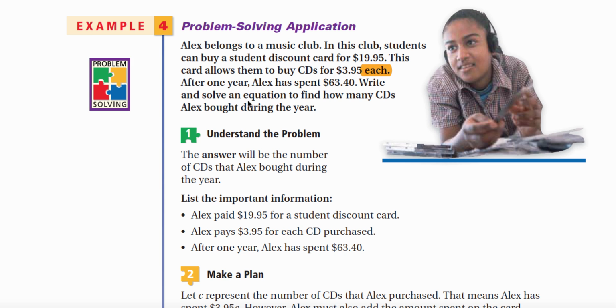Let's read the last sentence. Write and solve an equation to find how many CDs Alex bought during the year. We're asked to do 2 specific things. The first thing we're asked to do is to write. So in other words, we need an equation on paper. The second thing we're being asked to do is to solve. And the question comes when we see the word how, or how many. So that's what we're solving for. How many what? How many CDs Alex bought during the year. And that tells us what our variable is going to be.